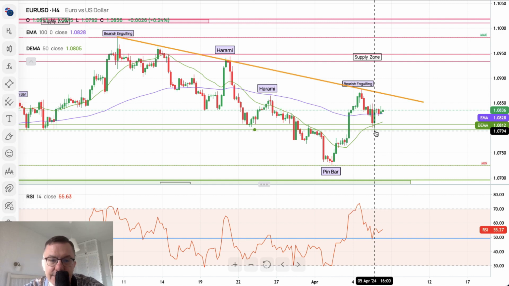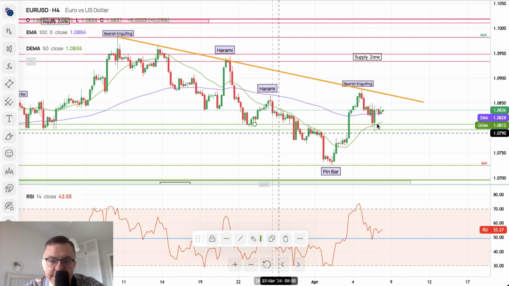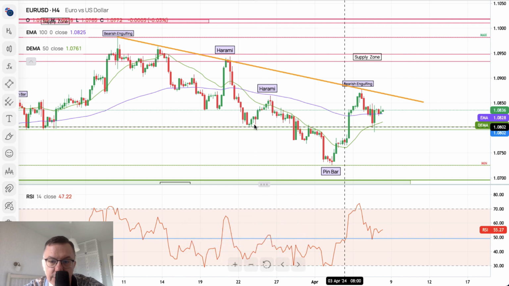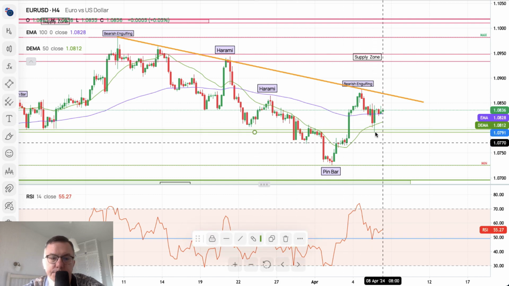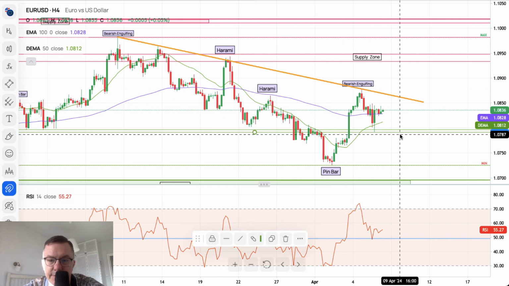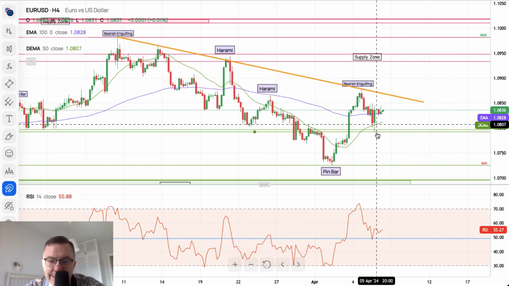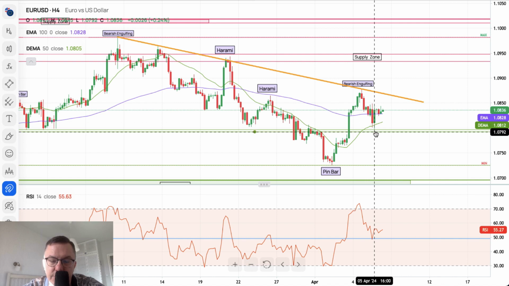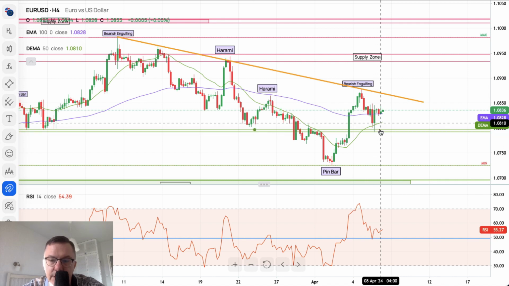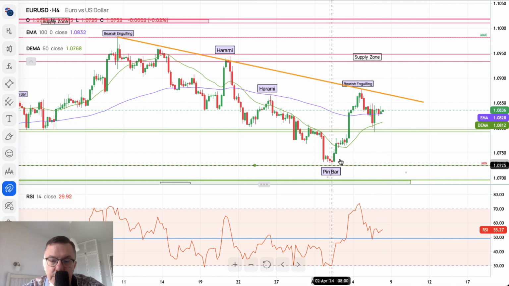1.0792. Nevertheless, okay, let's update this level. So we are going down with our support. There you go. Is that correct? I think it is. It should be to the pip. There you go. So we got this technical support. If this technical support is violated or tested again and it's broken, then we go down towards 1.0725.